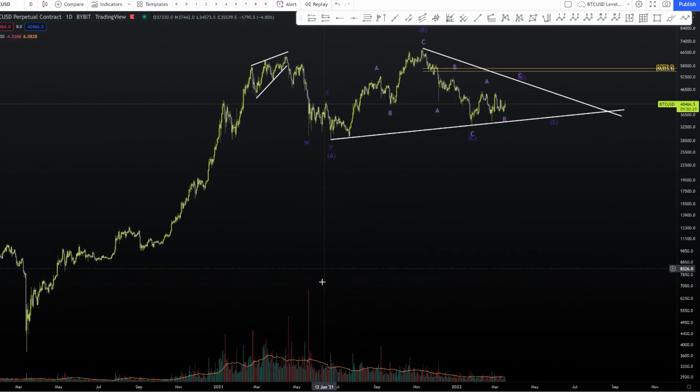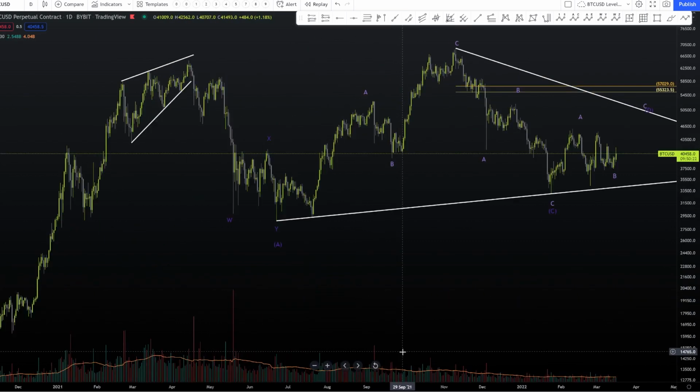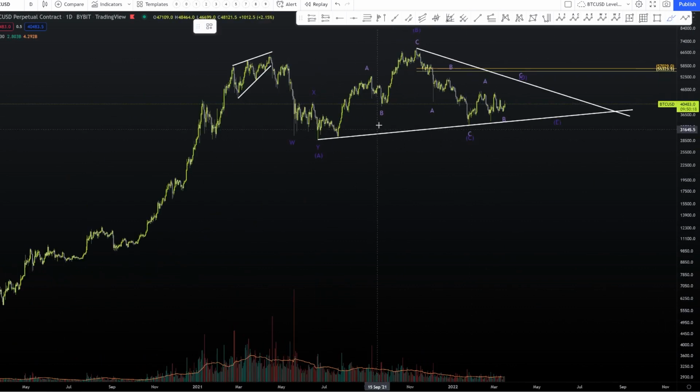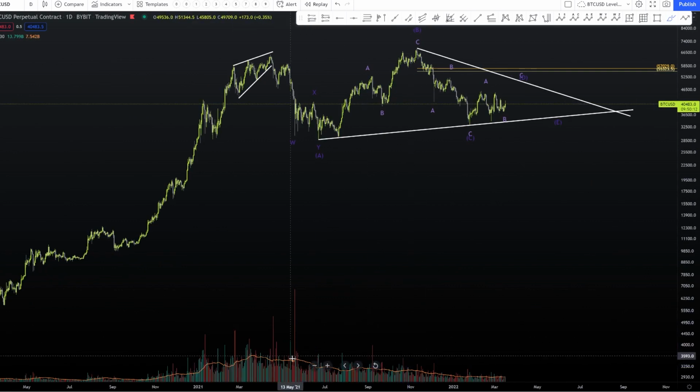So starting with this wave A, if we look down here at the volume profile, we could see the highest spike of volume was right here. And really, we want to be looking at the moving average of volume, because you do get some outliers. You might get a massive spike in volume in the wave C, but as long as the moving average is decreasing steadily, that's exactly what you want to see in a contracting triangle.